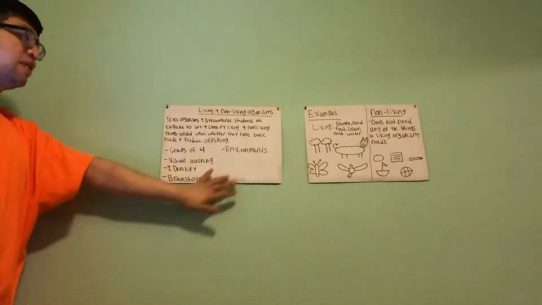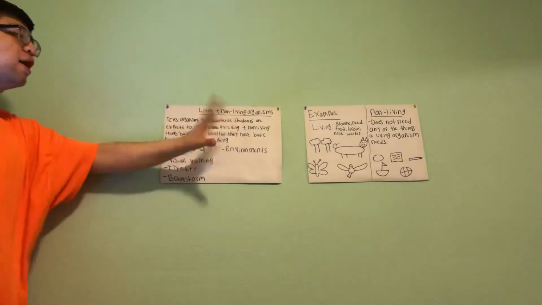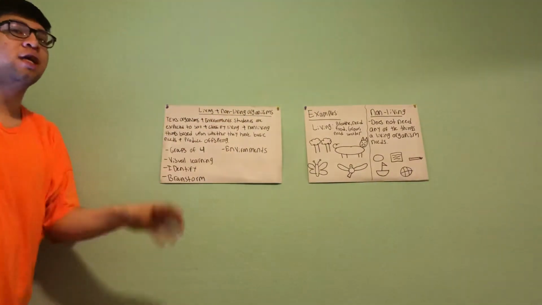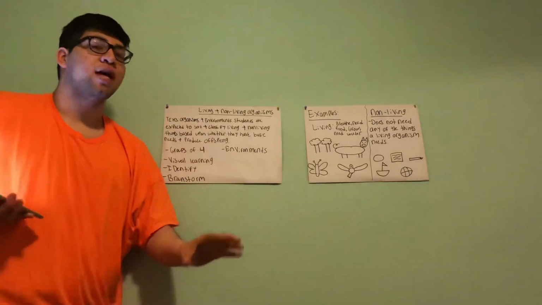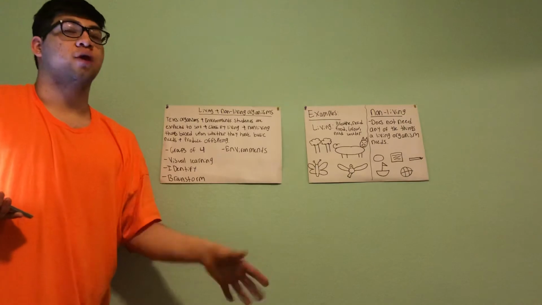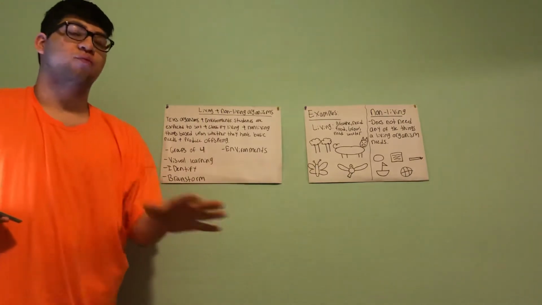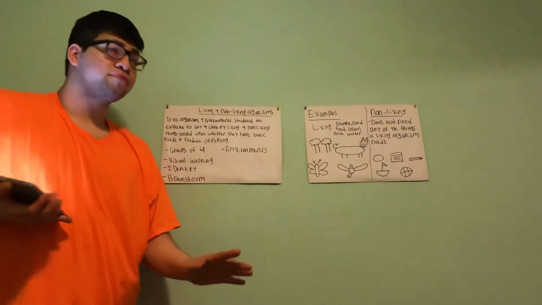So the purpose of this lesson is for students to be expected to sort and classify living and non-living things in certain categories. Basically we're going to look at an environment and see which organisms are living and which organisms are non-living. And from then we'll be able to see which organisms are able to produce offspring.